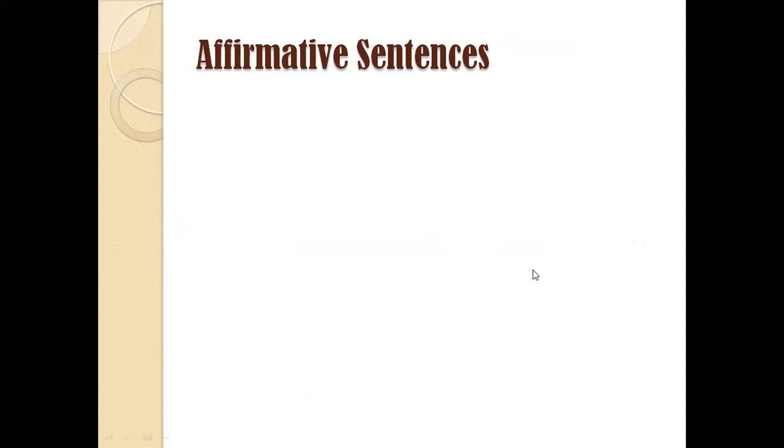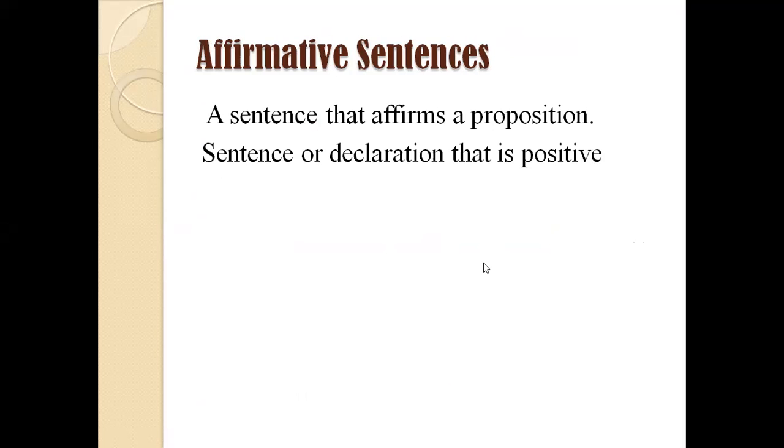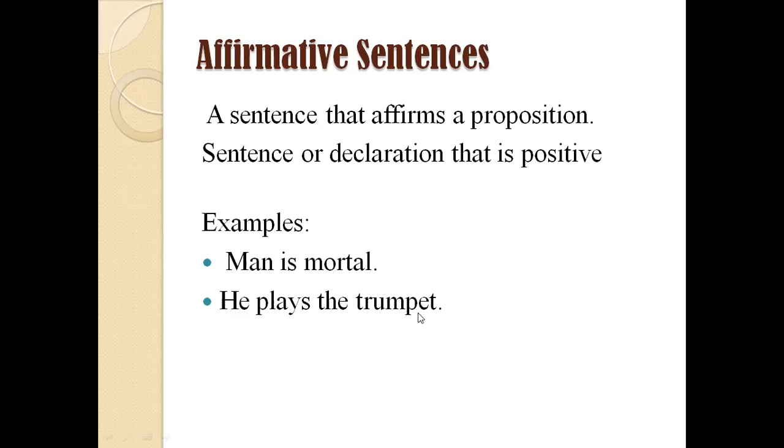See, affirmative sentences are statements, okay? These are assertive or declarative sentences only. And these affirm a proposition, that is, these are sentences or statements or declarations which are positive. Example, man is mortal. He plays the trumpet. Where there is fire, there is smoke. It is affirming something, right? So such sentences, such statements which affirm something are known as affirmative sentences. Okay, these are positive.